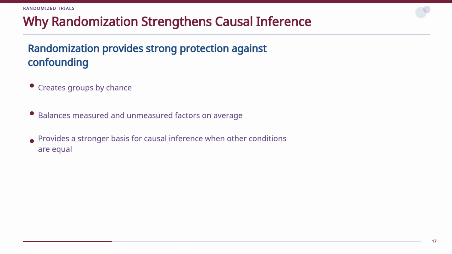Randomization makes a randomized trial stronger for causal inference because it provides strong protection against confounding. Researchers assign participants to groups by chance rather than based on their characteristics. Because of this, the intervention and control groups are expected to be similar, on average, in both measured and unmeasured factors. Therefore, if the two groups have different outcomes at the end of the study, researchers can be more confident that the difference is due to the intervention rather than other factors. This is why, when other conditions are equal, randomized trials provide a stronger basis for causal inference than many other study designs.